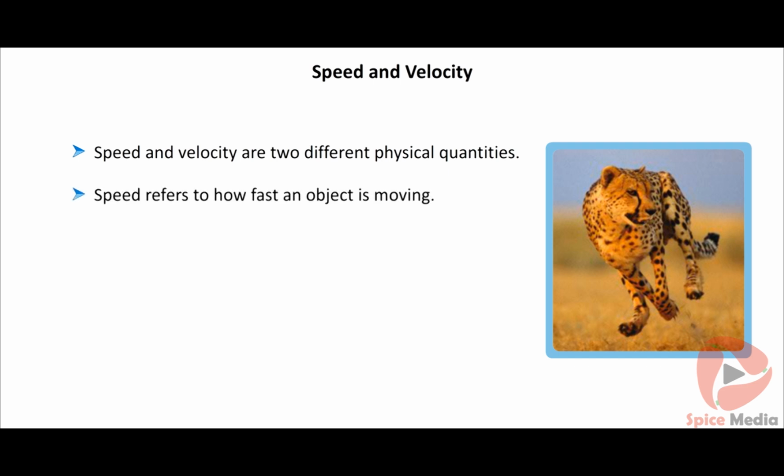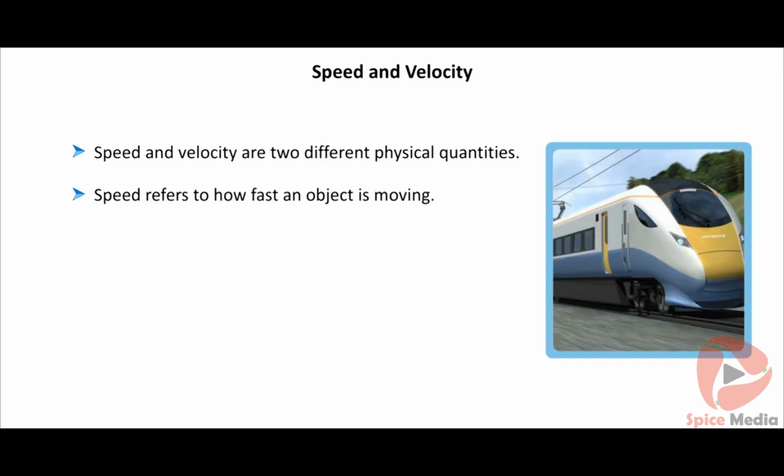Speed refers to the distance traveled by an object per unit time. A fast-moving object covers a relatively large distance in a short period of time. A slow-moving object covers a small distance in a short period of time. If we say that the train is running at a speed of 120 kilometers per hour, we can understand the speed of the moving train. We cannot get any information about the direction of motion of the train.